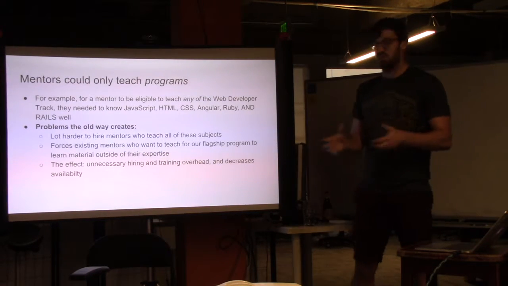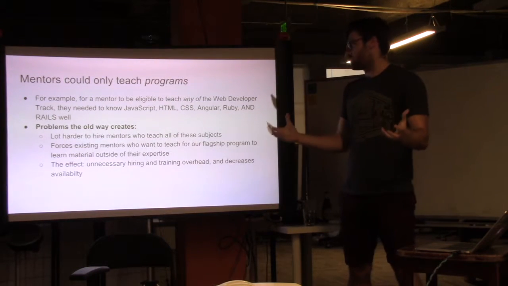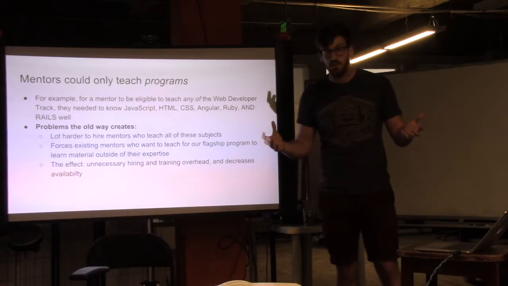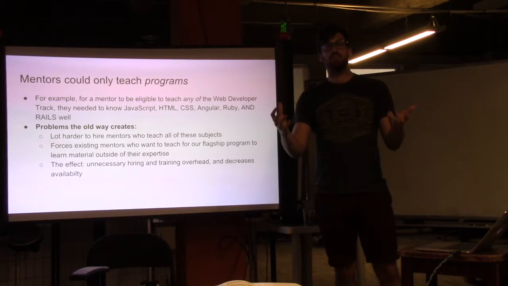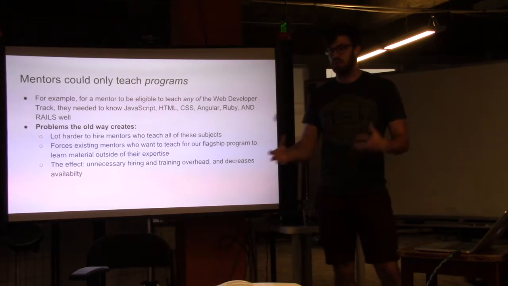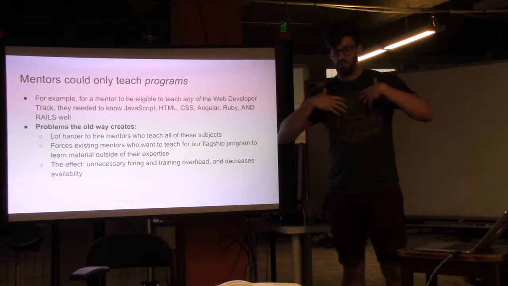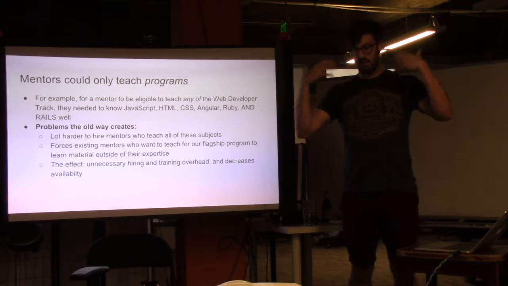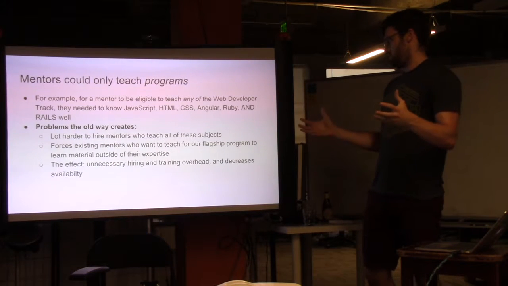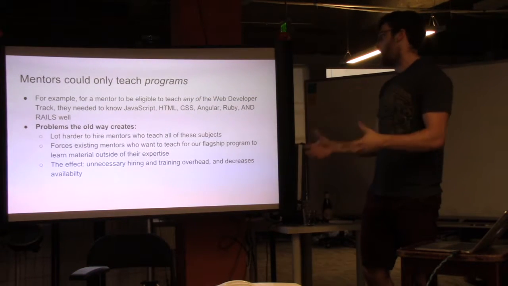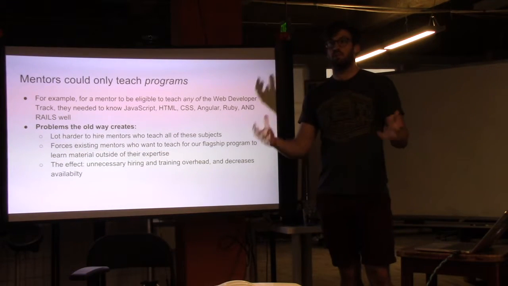It's a lot harder to hire mentors who teach all these subjects. It forces existing mentors who want to teach any of our flagship programs to learn material outside of their expertise. Maybe we have some front-end mentors who want to teach WDT because we have a lot of students coming into WDT, but they don't really know back end that well, so they have to learn back end and get trained by another mentor, which means there's a slow feedback loop for getting those mentors up to speed. It creates unnecessary hiring and training overhead, and also makes it harder to get more mentors available in the things that they're good at.